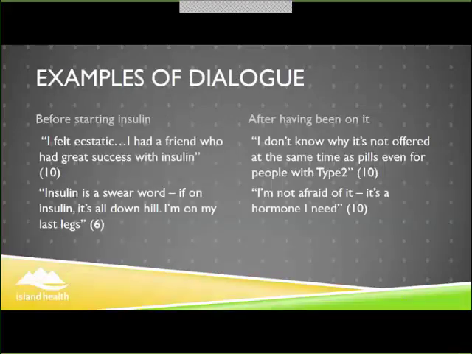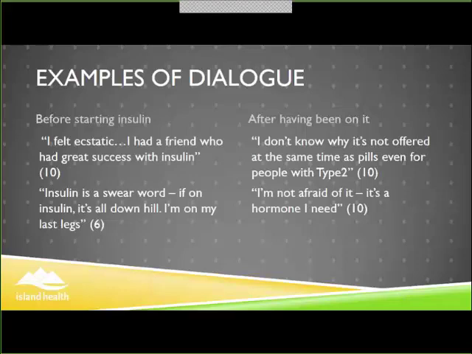So here's just some examples of the dialogue. I think we're doing okay for time still. Yeah. Sort of before and after. So on the left, someone was quite positive up front. They had an experience with a friend who had great success with insulin, so they came primed to start on insulin.